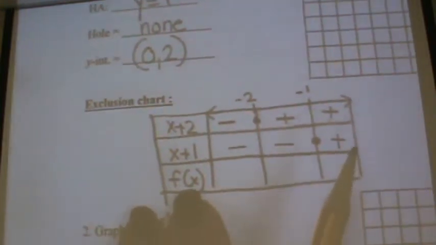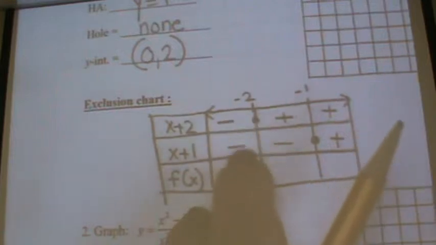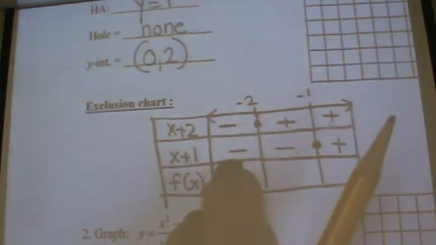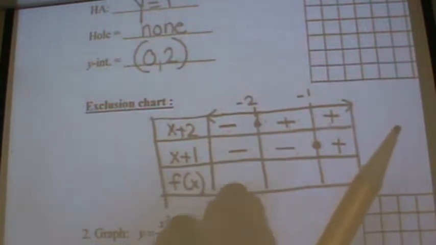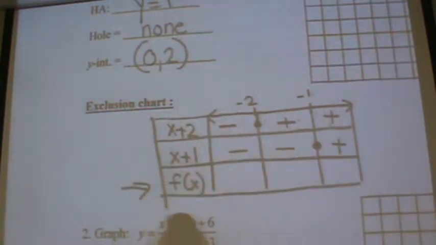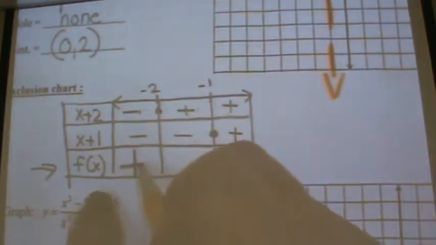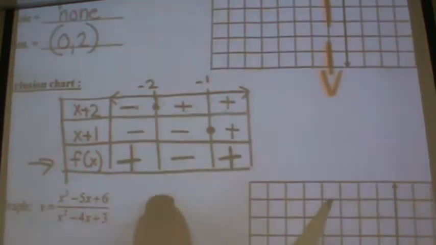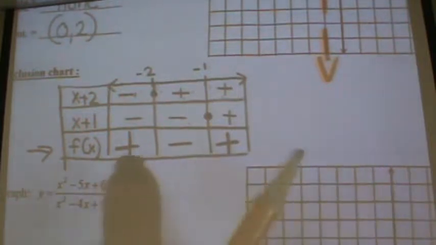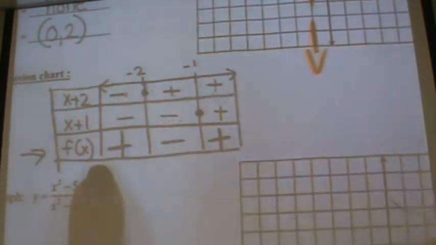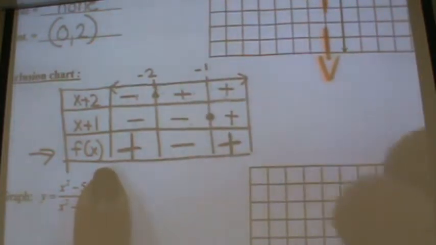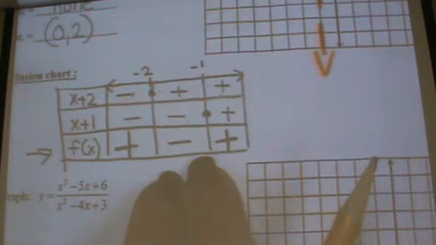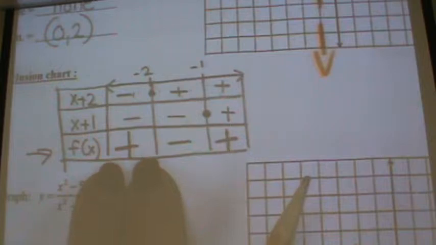Now, what's this f of x? You're going to count the number of negatives that you have in that column. If it's an even number, it's going to be positive. This is going to tell you where your graph is. So how many negatives do you have here? 2. So it's positive. This one has 1, so it's negative, and this is positive. So see this? Positive, negative, positive. That's where the graph is. Positive means it's above the x-axis. Negative means it's below the x-axis. Okay? Positive means above the x-axis.